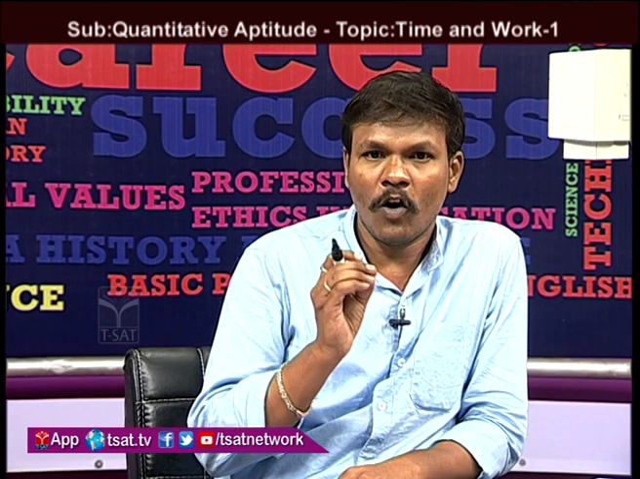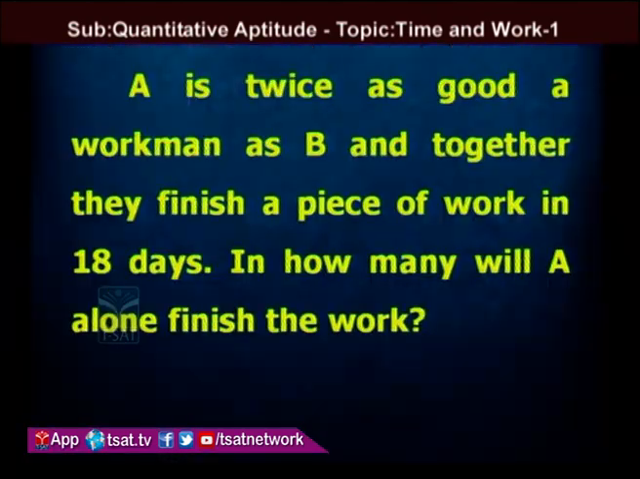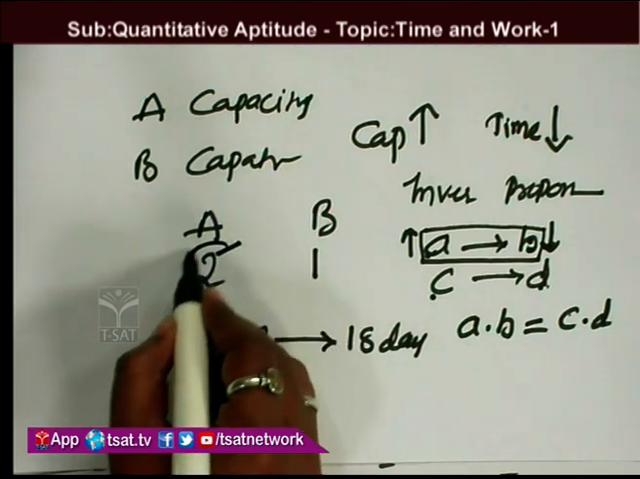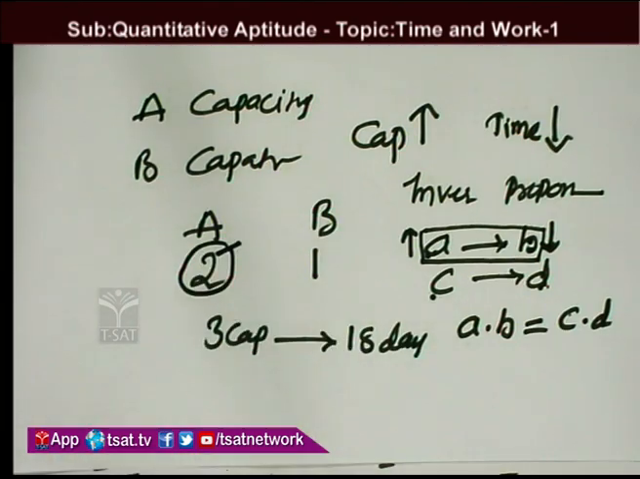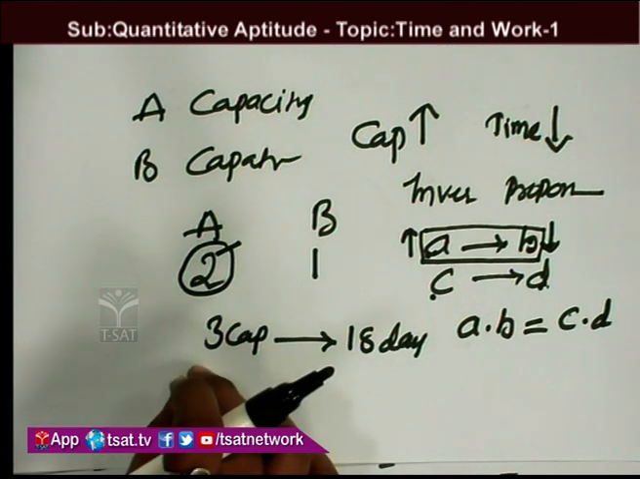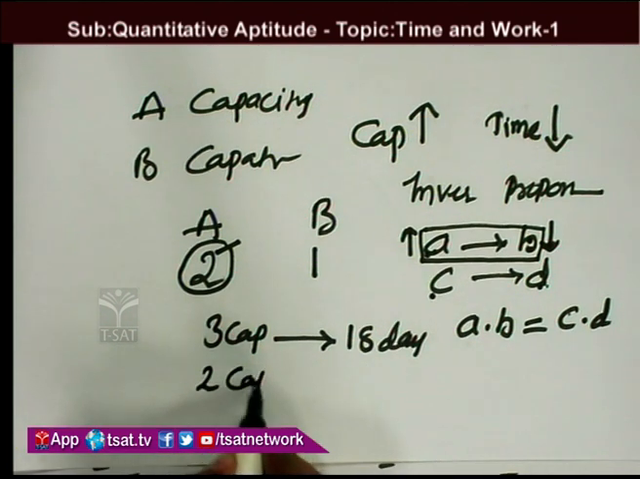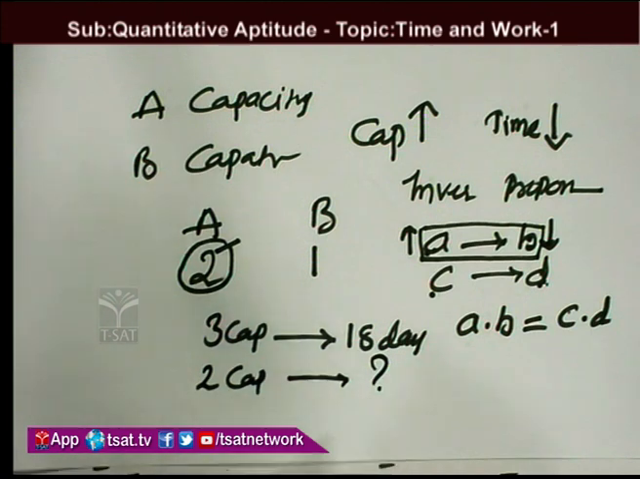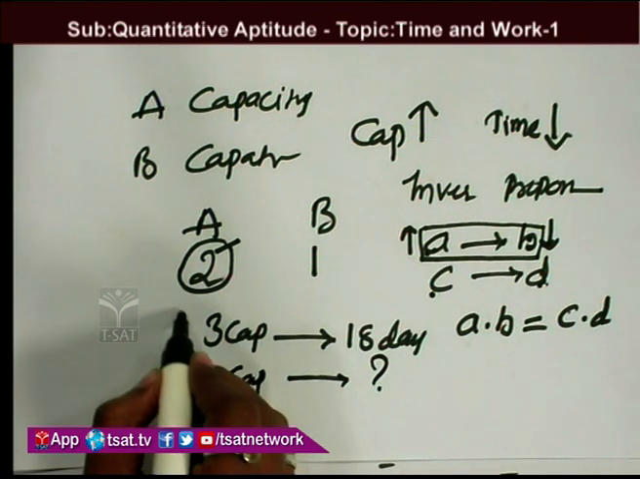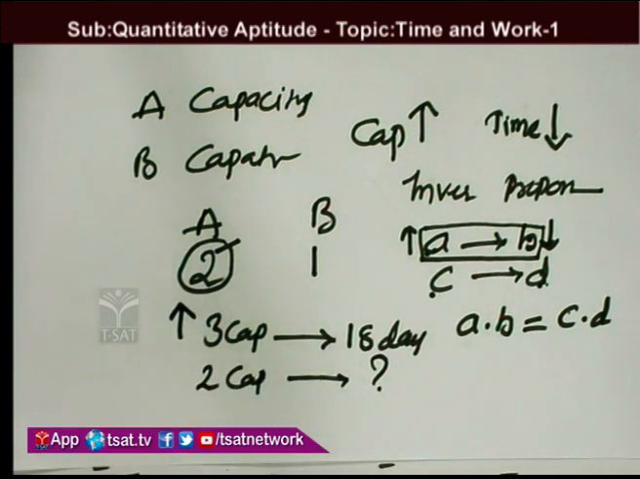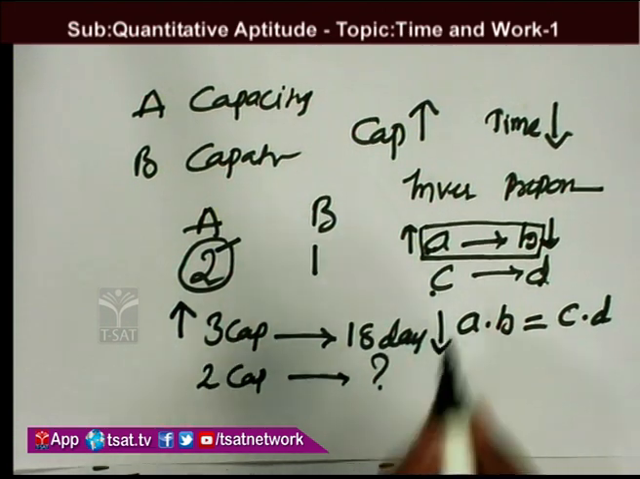The question is, in how many days will A alone finish the work? What is A's capacity? A's capacity is 2 parts, and in the question, 3 capacities of work are completed in 18 days. So 2 capacities of workmen complete it in how many days? You have to remember that it is inversely proportional: as capacity increases, days decrease.